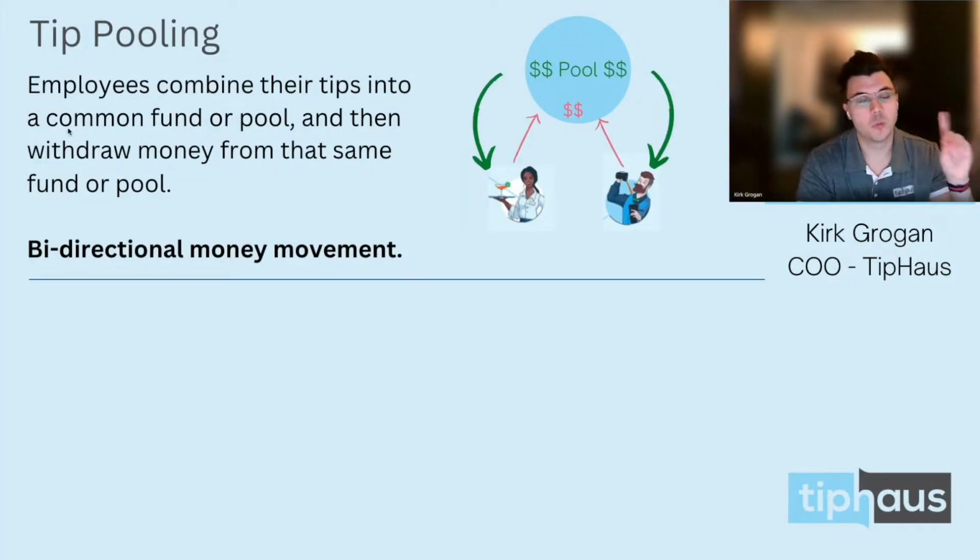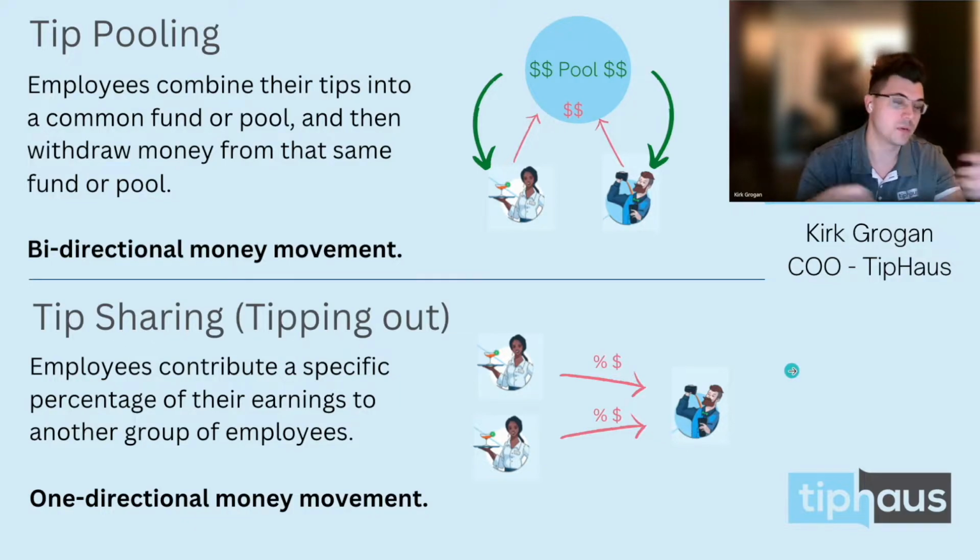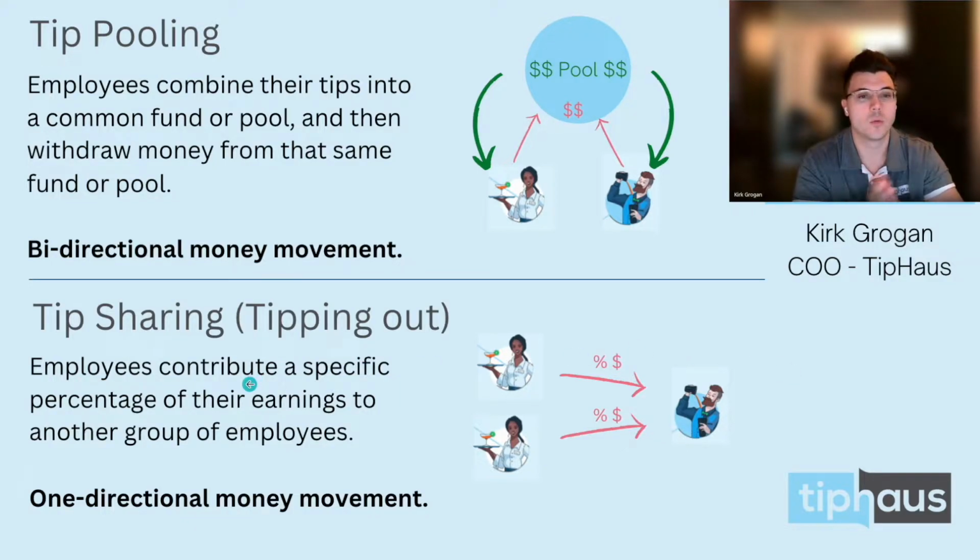Tip pooling is when one or multiple groups of employees contribute all of their tips to a restaurant fund, and then all of those tips in that fund are returned to the employees after calculations occur. This is a bi-directional movement of money, where employees deposit into the tip pool and withdraw tips from that same tip pool. Tip sharing, on the other hand, is when one or multiple groups of employees contribute some of their tips to a specific group of employees who usually assisted them during that time. This can be based on total tips, sales, or other factors altogether.